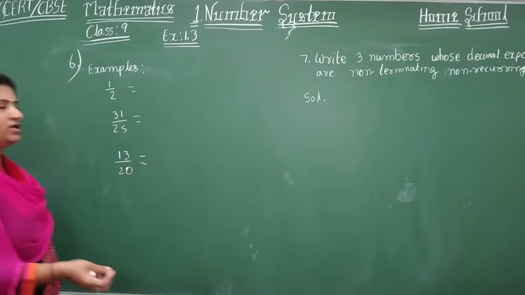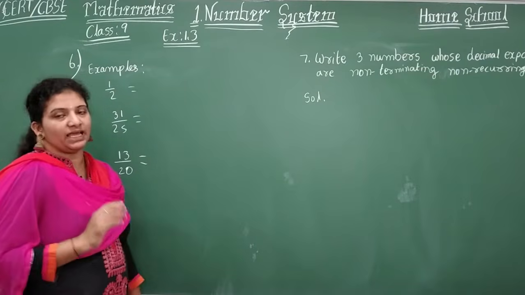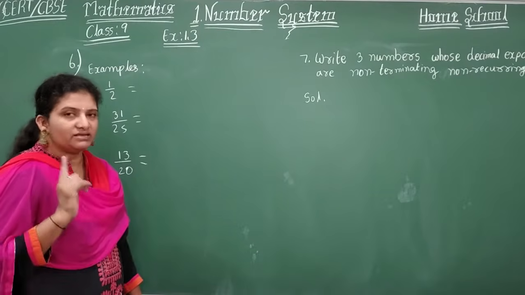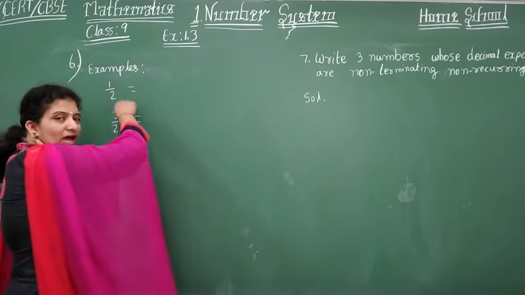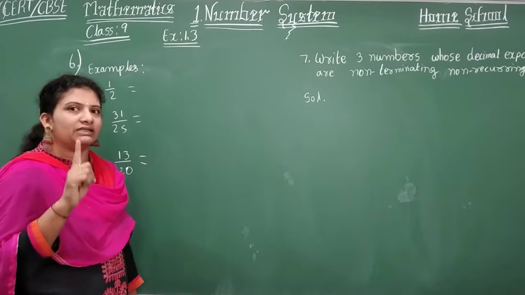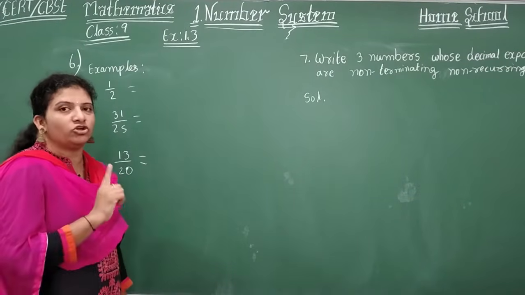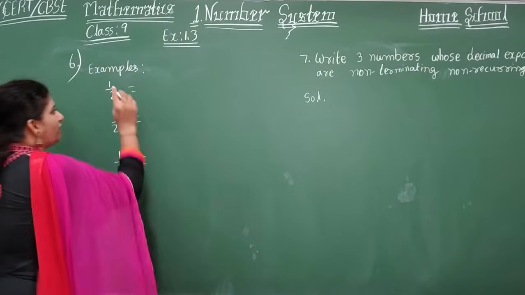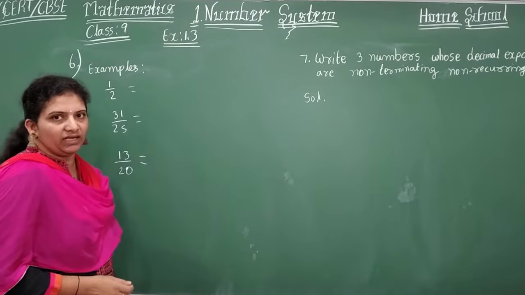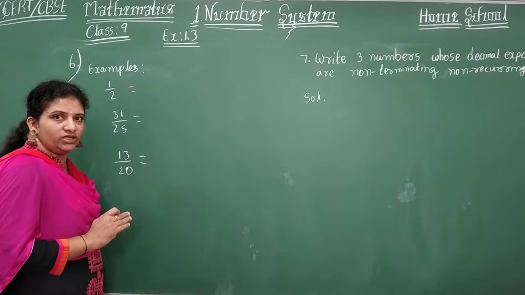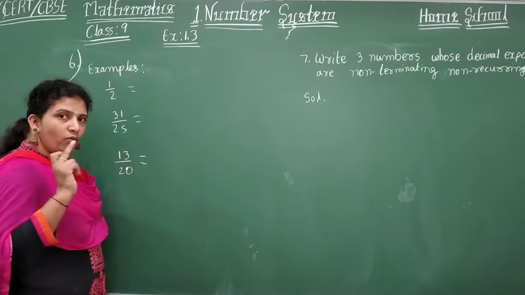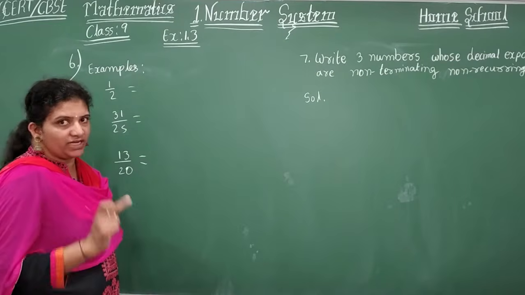So observe here, children, I have taken 3 examples. They asked us to take several examples. How many examples you want, that many you take, such that in your P by Q form there should not be any common factor other than 1. So I have taken here 1 by 2, 31 by 25, 13 by 20. Convert the given fraction into decimal. How will you convert, children? You know one method of converting a fraction into decimal, right?